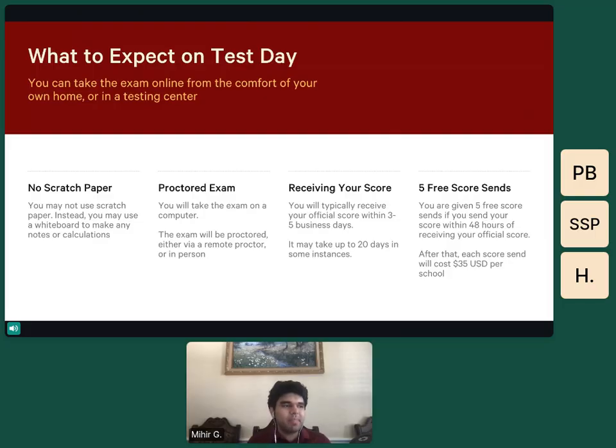Once you're done with the exam, you'll typically receive your score within 3 to 5 business days. However, in certain instances, it may take up to 20 days. Once you receive your score, you'll be given 5 free score sends if you send your score within 48 hours of receiving your official score. After that, each score send will cost 35 USD per school.